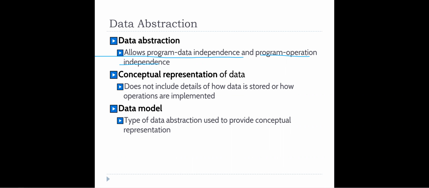If you want to get the Smith courses, it will be retrieved to you. You don't want to know all this information. What we call this thing is conceptual representation. You just do not include all the data, or details of how data is stored or how operations are implemented. You just show the user what he wants to see, because the user doesn't care.